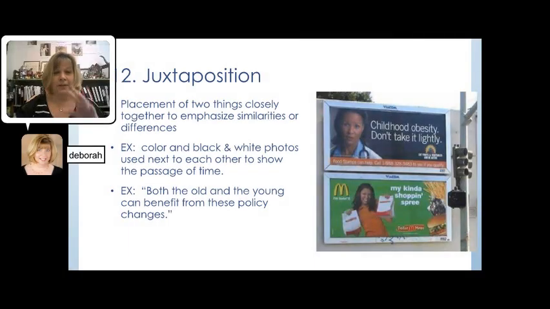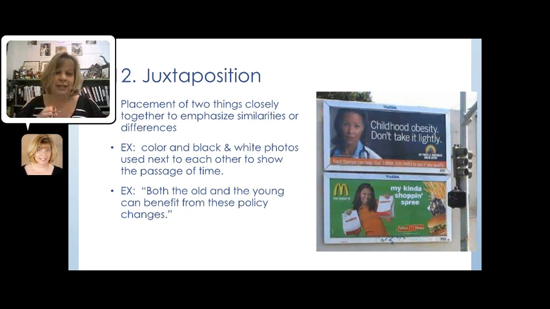So juxtaposition means placing two things next to each other. Kind of like we talked about character foils last year in English. Placing two things next to each other for the purpose of either showing how they're alike or showing how they really are completely different. And this could be done with color and black and white pictures used next to each other to show that time has passed now.